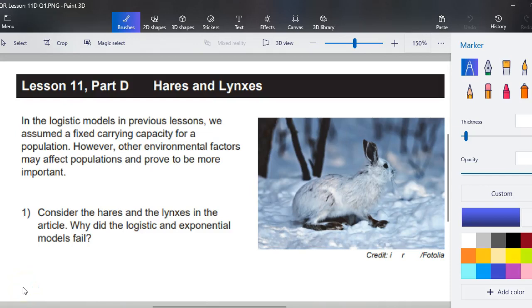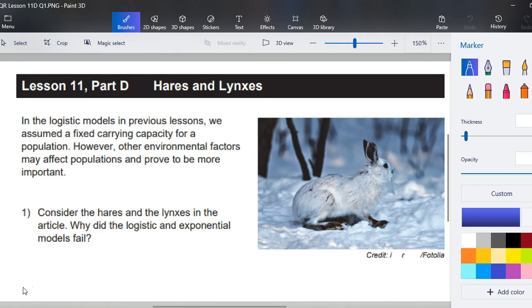Now we're on 11D, moving right along. In the logistic models in previous lessons, we assumed a fixed carrying capacity for a population. However, other environmental factors may affect populations and prove to be more important.